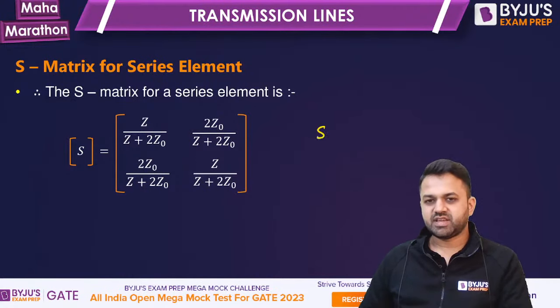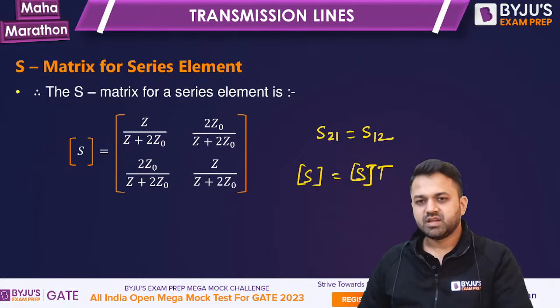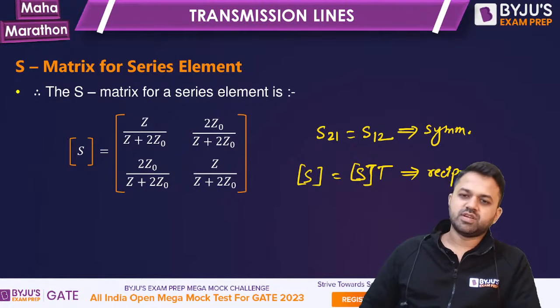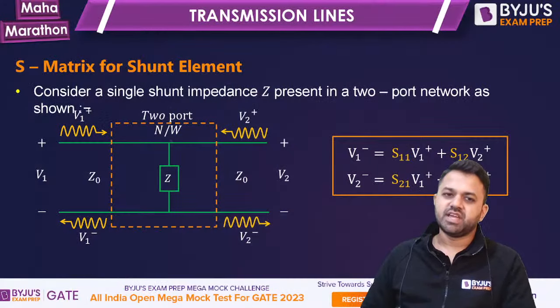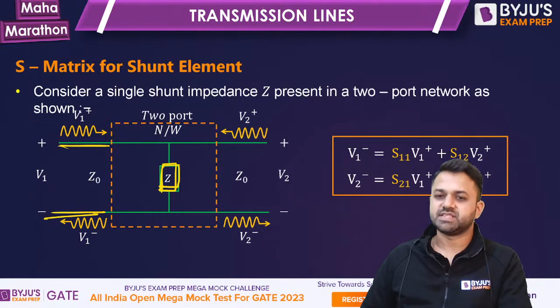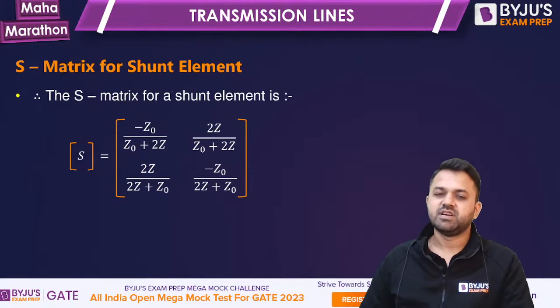This is symmetrical and also reciprocal. Because it is symmetrical, S21 is equal to S12, and when you calculate the S matrix and S transpose, both are the same. Because of this relation, it is reciprocal. Similarly, for a single shunt element connected in the network, with two transmission lines connected at input and output, both having characteristic impedance Z naught, the S matrix is given by this formula. You can take a screenshot of it and learn it.